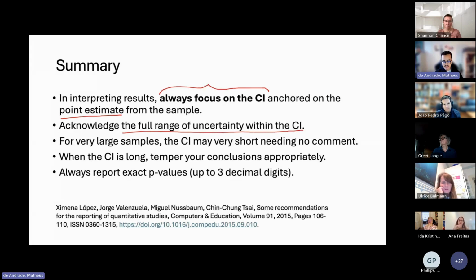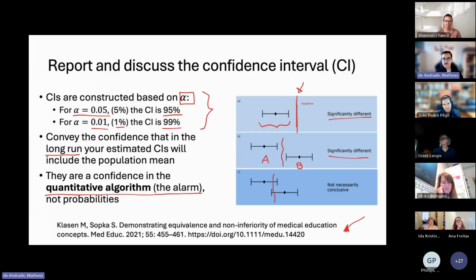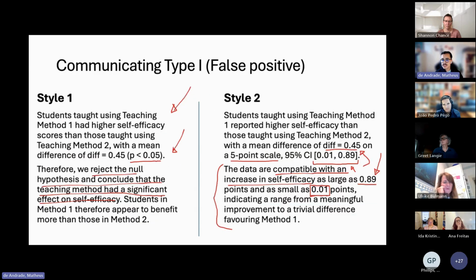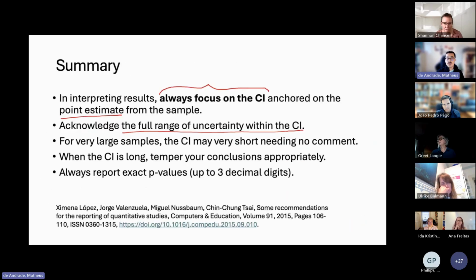So the confidence interval, as in our example, could be very large. It could go from something that means almost nothing to something that means a lot. And it is important to acknowledge it.